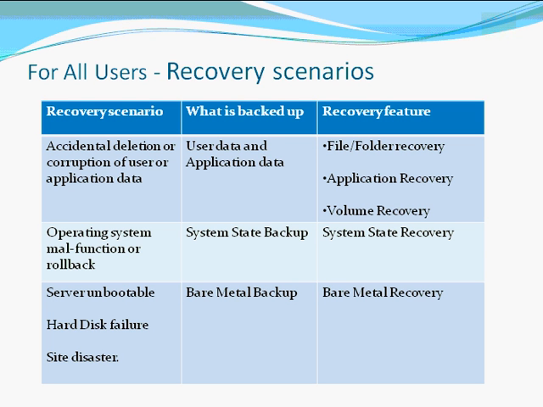So this is just a summary, for all the users, of the common recovery scenarios and what feature we have in Windows Server Backup. For people looking at accidental deletion or corruption of user data and rollback, what they need is backup of the user data and the application data, and the recovery features we give are file folder recovery, application recovery, and volume recovery. For people who are looking at protecting the operating system, what they can back up with Windows Server Backup is system state backup, and what they can recover is system state recovery. Lastly, for situations where the server is unbootable, or you have a hard disk failure or a site disaster, you pretty much need a bare metal backup that backs up all the critical data of your system, and you can do a bare metal recovery using Windows Server Backup.